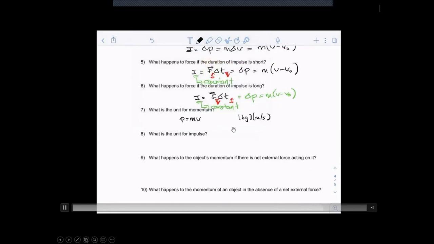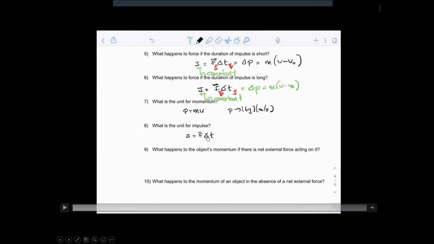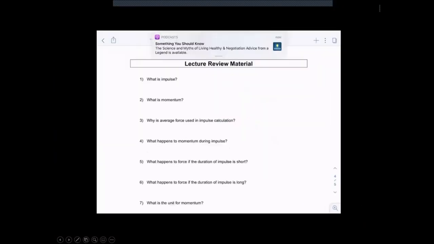All right, so the unit for momentum is going to be kilograms meters per second. Impulse is going to be newton seconds. All right, because impulse is a change of momentum, these units can be used interchangeably.